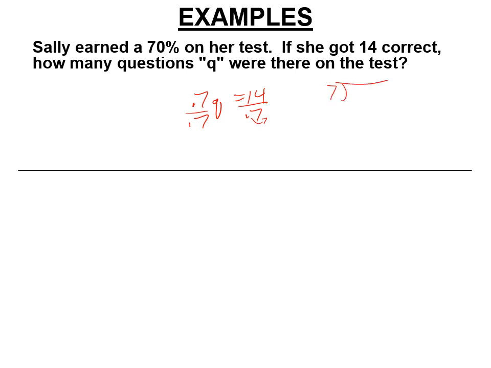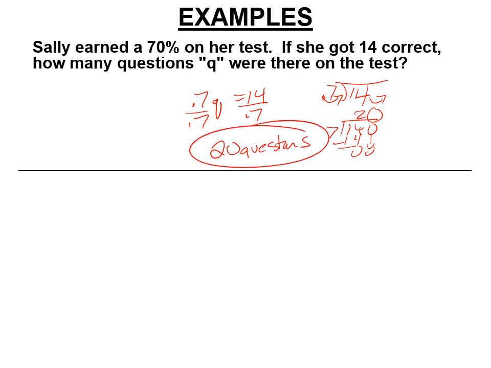I'll write it out. So we have 14 divided by 0.7. We move that and that. We do 140 divided by 7. 2 times 7 is 14. Bring down a 0. Oh, there were 20 questions on the test.